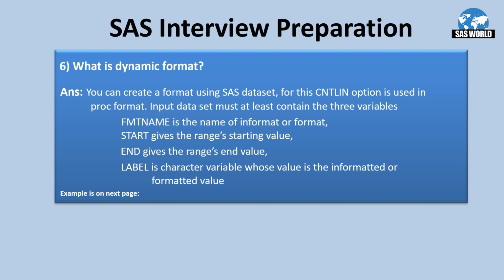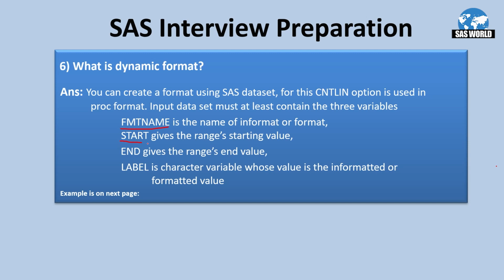So we have a lot of values in a dataset, maybe millions of observations, and we want to create a format based on that dataset. How do we create it? For that we need variables, so the dataset should be structured in such a way. So what do we need? The first thing we need is FMTNAME. FMTNAME is the name of the format or INFORMAT. START gives the range starting value.